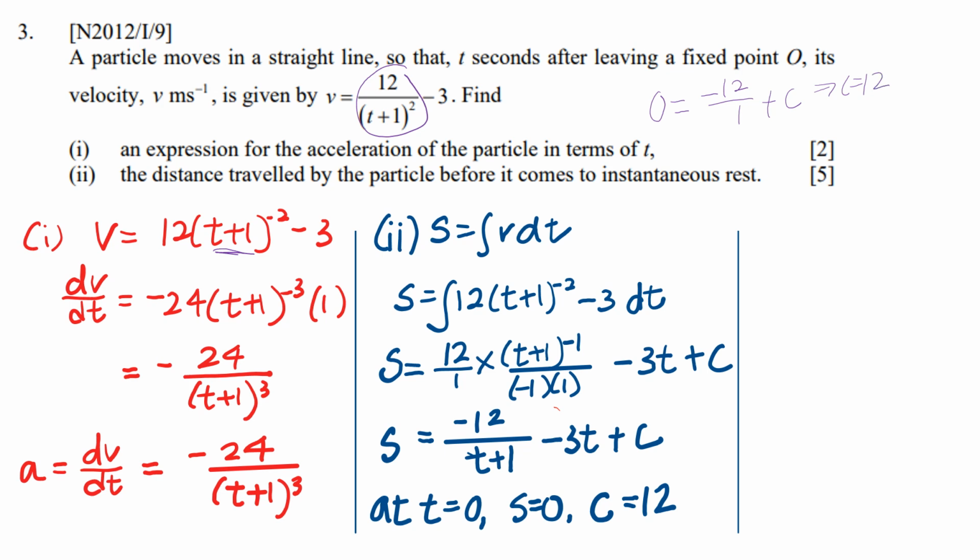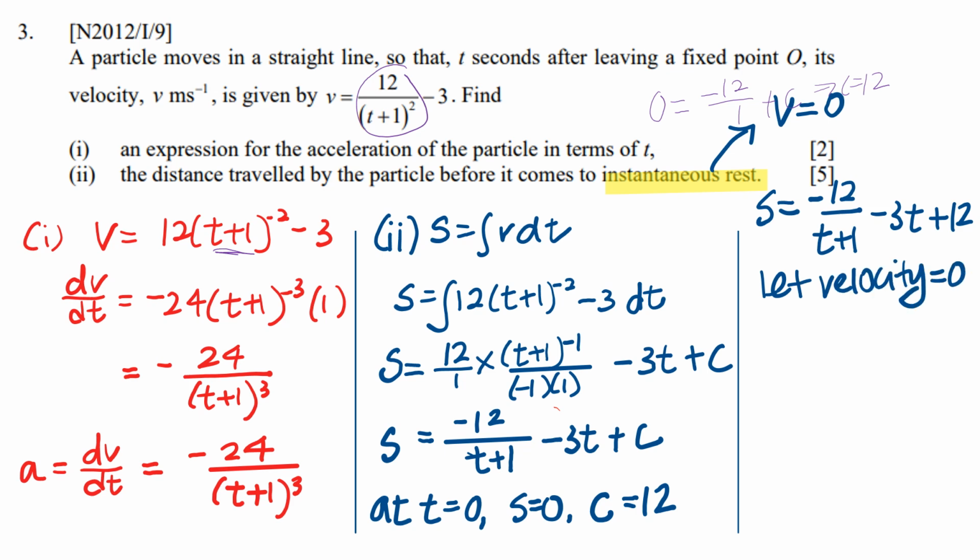So do not assume all the time that t is 0, s is 0, constant is 0. No. In this case, you'll see that it is not so, because the expression given to you is not the same as what you were given earlier on. So it does not mean all the time that t = 0, s = 0, c = 0. Here c equals 12. Therefore, the expression to find your displacement would be negative 12 over (t + 1), minus 3t, plus 12.